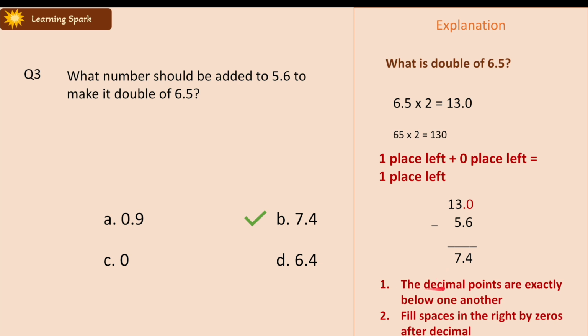So, two rules about the subtraction or addition of decimal numbers. One is the decimal points have to be exactly below one another. Second is you can fill spaces on the right with zeros after the decimal. So if there is a decimal here, you can add any number of zeros after the number. Zero doesn't matter, the number still remains the same. If you remember these two points, you should be able to do any addition or subtraction of decimal numbers.